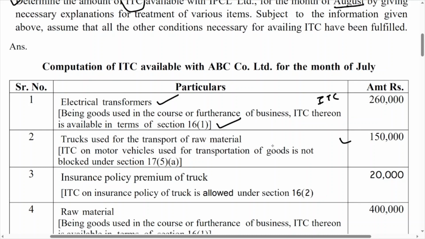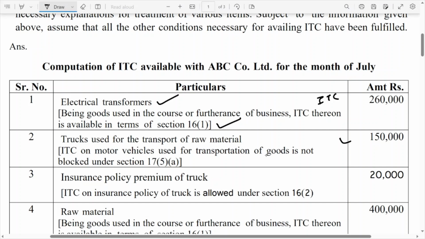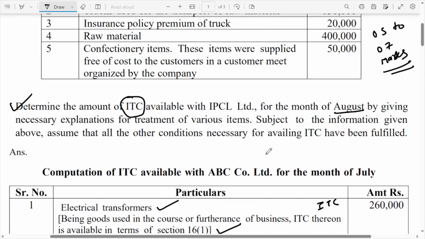Now there is another rule. If you have incurred any expenditure related to a vehicle, vessel or aircraft on which credit is available, then on that expenditure whatever GST is paid, ITC is also available. Here you have taken the insurance policy of the truck, and you have paid insurance GST of 20,000. In that case, is credit available or not? The answer is yes. ITC on insurance policy of truck is allowed under section 16 subsection 2. That means 20,000 ITC is available.